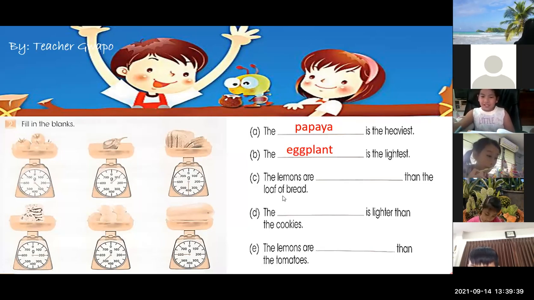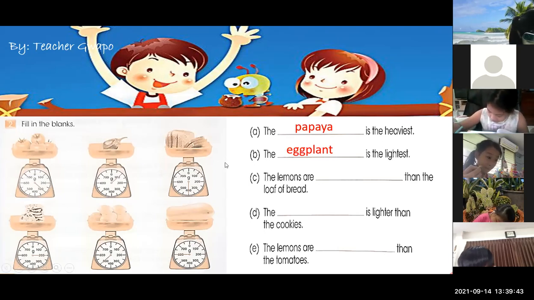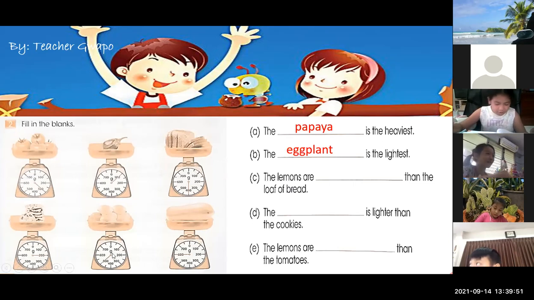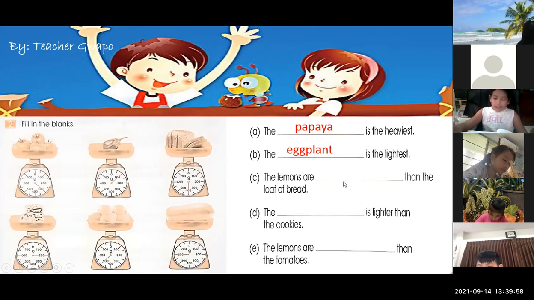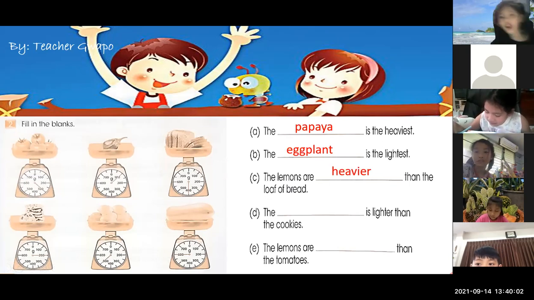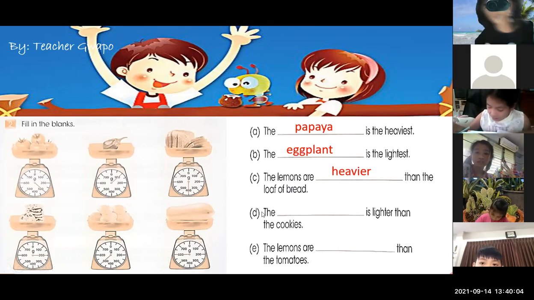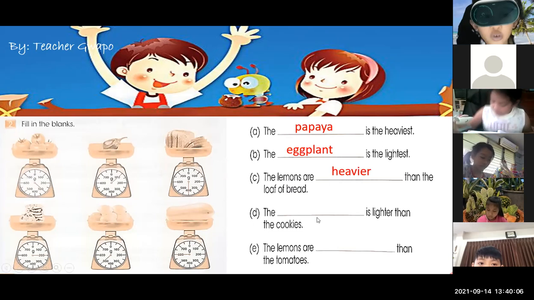Letter C. Lemons and loaf of bread. Lighter or heavier? Heavier, the lemons. What's the weight of the lemon here? Lemon is 500 grams. Loaf of bread is 400. So lemons are heavier. Okay, thank you. Heavier. How about letter D?